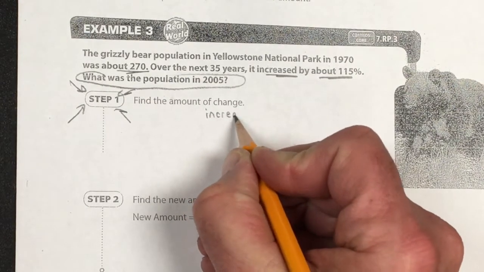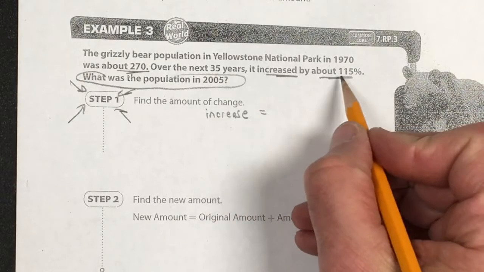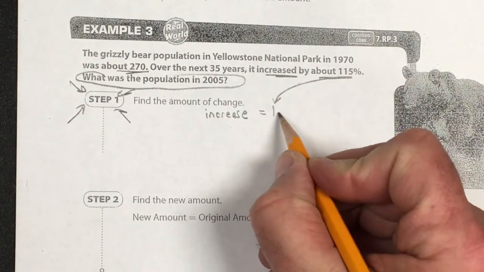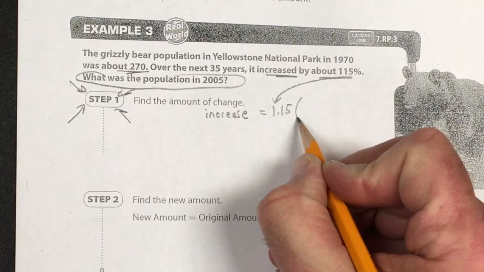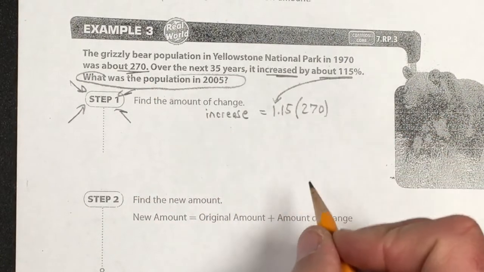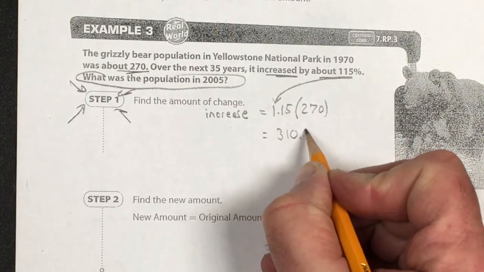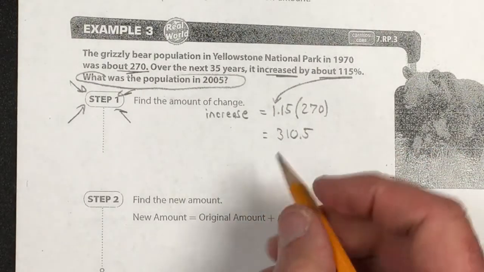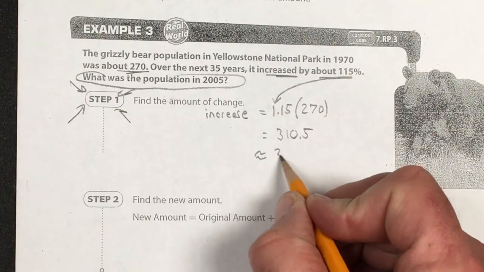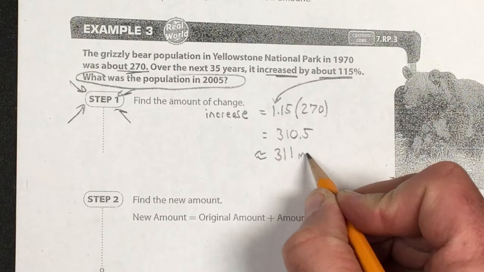To find the increase, you take the percentage, which is 115%, convert it to a decimal, 1.15, multiply it by the original population, 270 bears, and you end up with 310.5, which we need to round off to the nearest whole bear, which is about 311 more grizzly bears. So it increased by 311 grizzly bears.